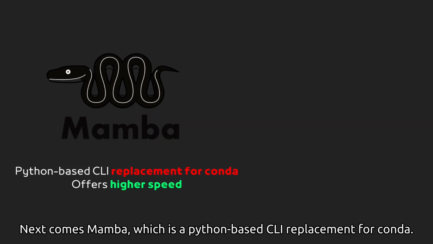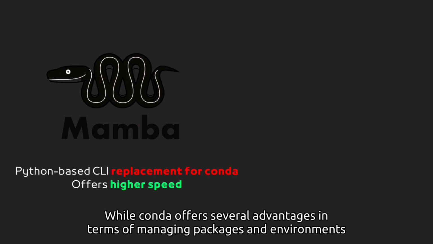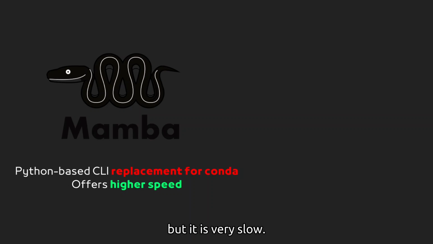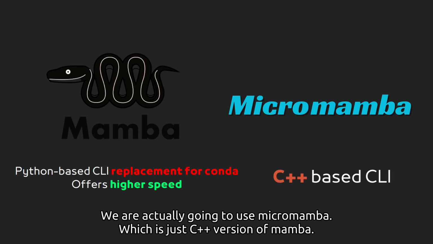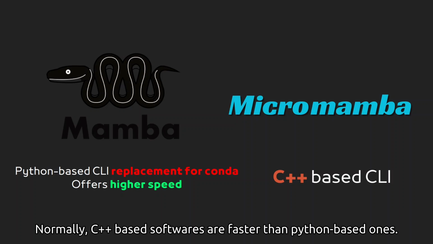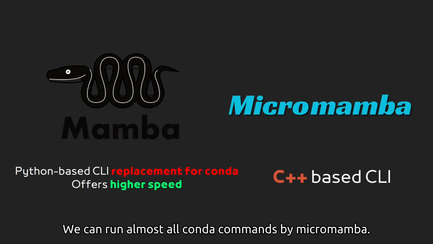Next comes Mamba, which is a Python-based CLI or command line interface replacement for Conda. While Conda offers several advantages in terms of managing packages and environments, it is very slow. On the other hand, Mamba is comparatively quite faster. We are actually going to use Micro Mamba, which is just C++ version of Mamba. Normally, C++ based softwares are faster than Python based ones. We can run almost all Conda commands by Micro Mamba.